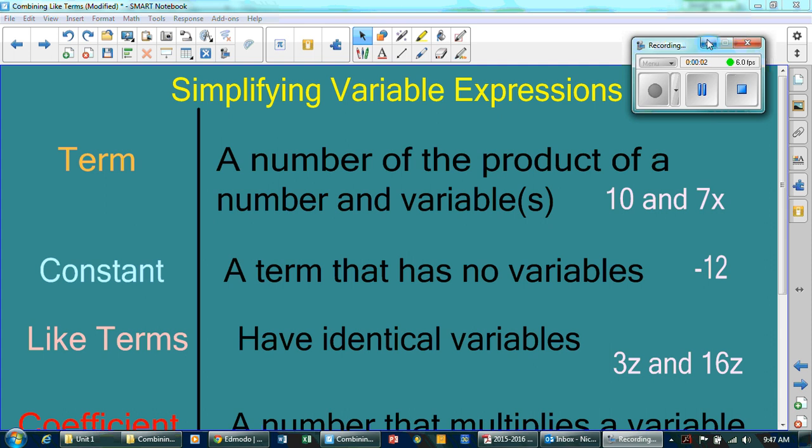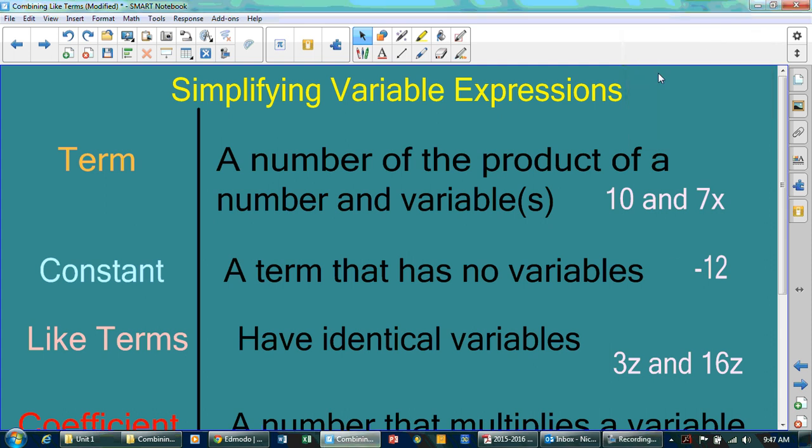Alrighty, this video here is on combining like terms, also using the distributive property to do so. So we've got some vocab first.